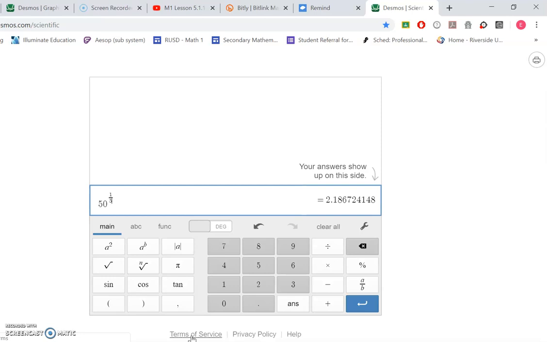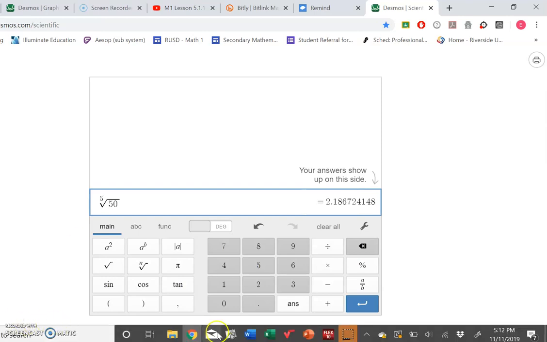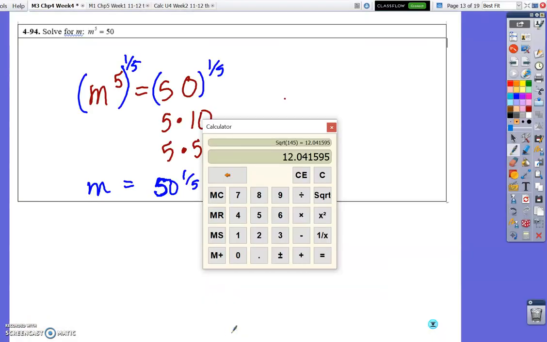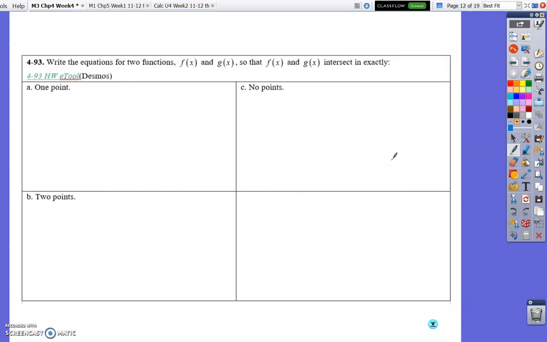2.1867, etc. That's it. If I didn't want to use a 1/5 power, I could put 50 inside, as I said, the 5th root, and you see that's exactly the same, 2.1867. And so it's really just up to me which way I want to go with that. And that's it. Pretty straightforward. So again, this is one I've been dying to just do because it's so simple.